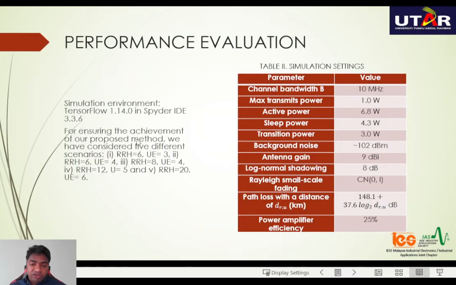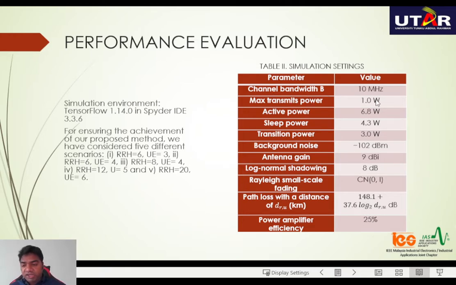And the performance evaluation: the simulation environment is TensorFlow 1.14 in Spyder IDE 3. To ensure the achievement of our proposed method, we have considered five different scenarios. First one is RRH 6, UE number 3. Second is RRH 6, UE number 4. Third is RRH 8, UE number 4. Fourth is RRH 12, UE 15. Fifth is RRH 20, UE 6. We consider the channel bandwidth B as 10 megahertz.